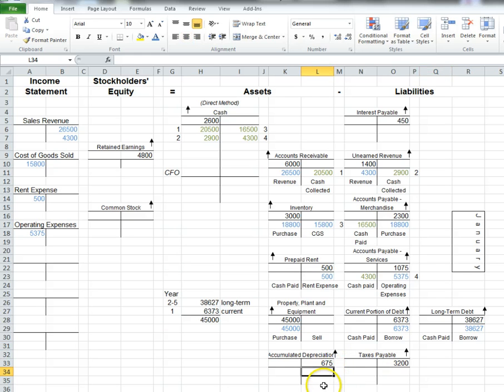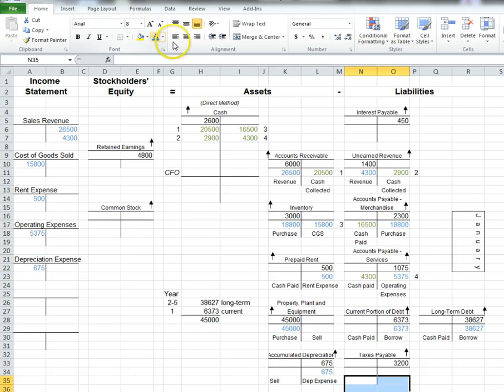Accumulated depreciation, well, what causes it to go up? It's going to go up because of depreciation expense, and it'll go down when we sell or dispose of the long-term asset. There was no disposal, so no cash came in. So depreciation expense must have been the change. Let's add a depreciation expense account in the income statement area for $675. We would have a debit to depreciation expense and a credit to accumulated depreciation.